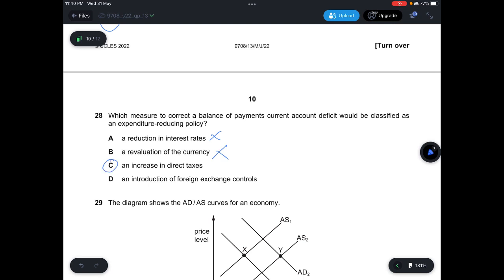Because now we are trying to correct a current account deficit, which means that there should be more inflow of money than outflow. So a reduction in interest rate and a revaluation of currency will result in an increase in AD. You probably get the money out of the country. So A and B are not correct. And D says an introduction of foreign exchange control, which is not correct. So it has to be C.